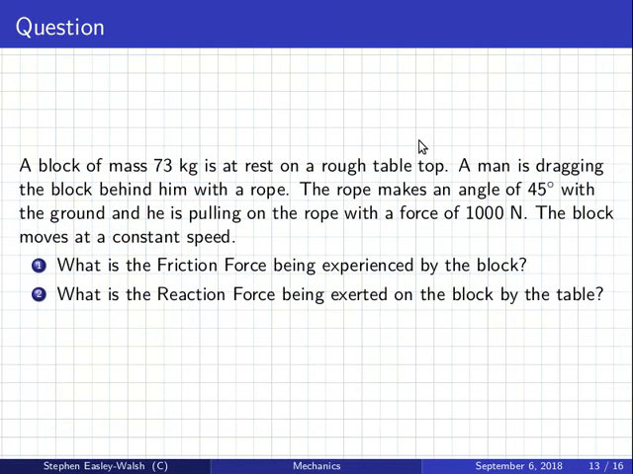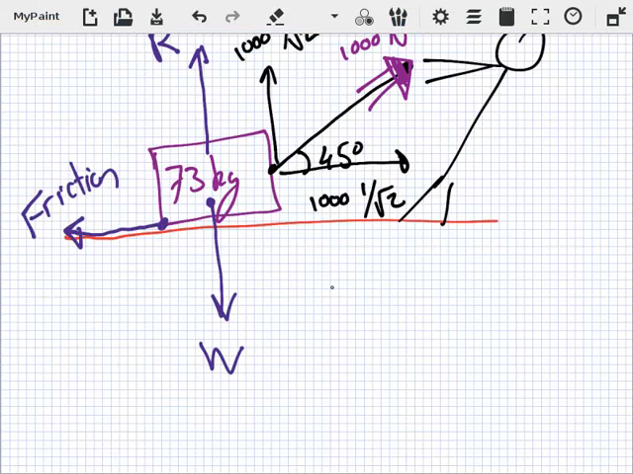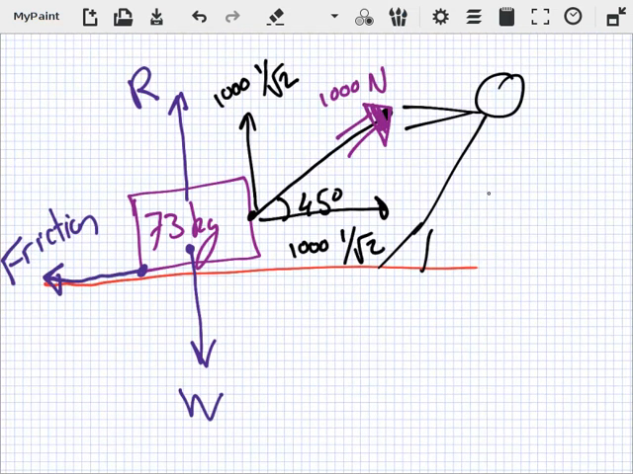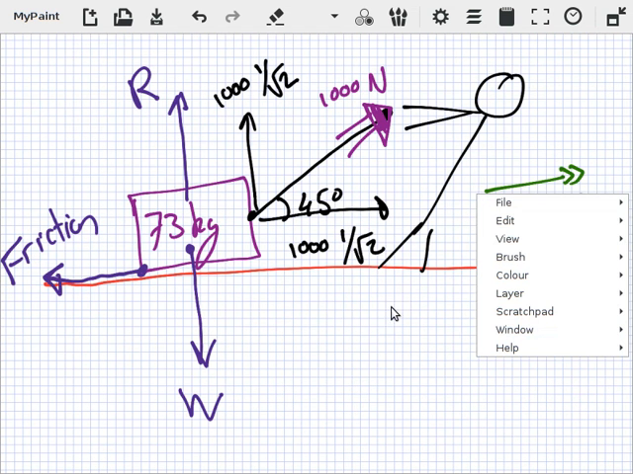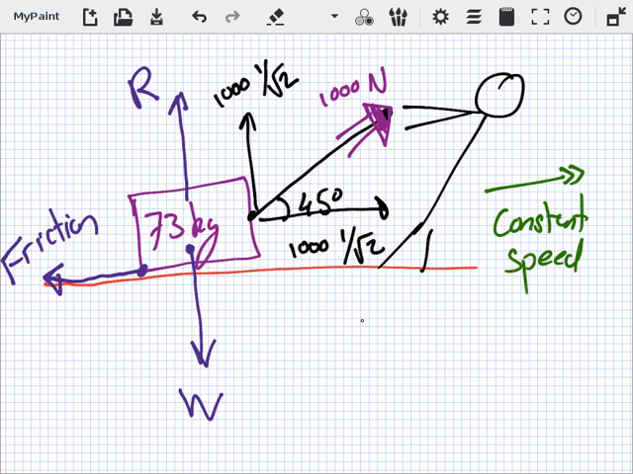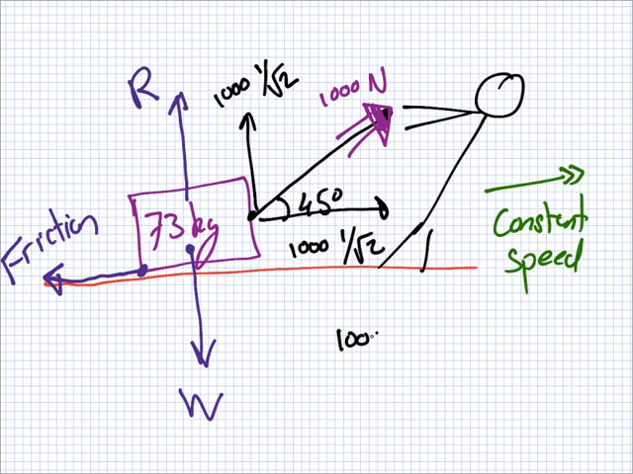And there's a very important point here. It says the block moves at a constant speed. So it's moving this way, constant speed. Okay. Now we know 1000 over root 2 plus R should equal W, the weight, yeah.